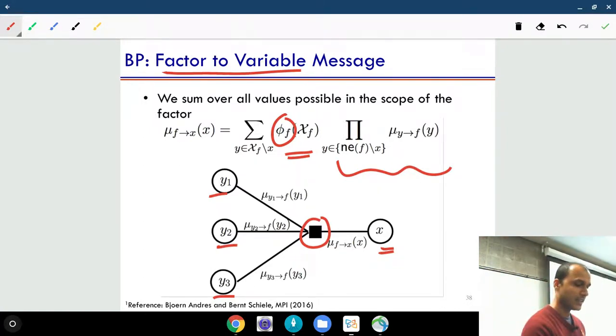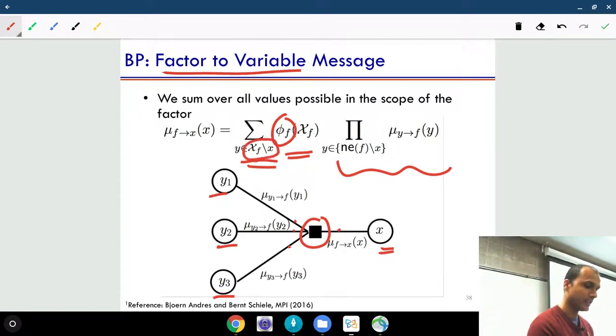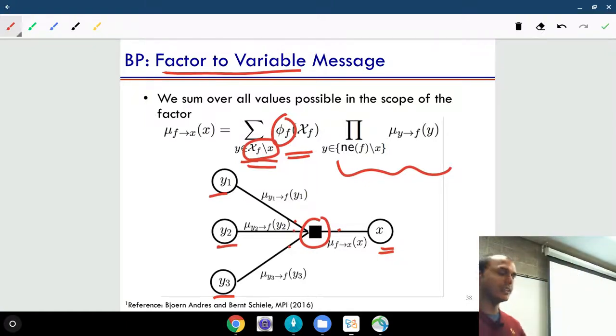This function is actually a function of 4 variables, y1, y2, y3, and x in this case. You marginalize out all the variables that are irrelevant to the node you are sending to. So you sum over y1, y2, y3 in this case, and then that's the message to the variable node. Okay.